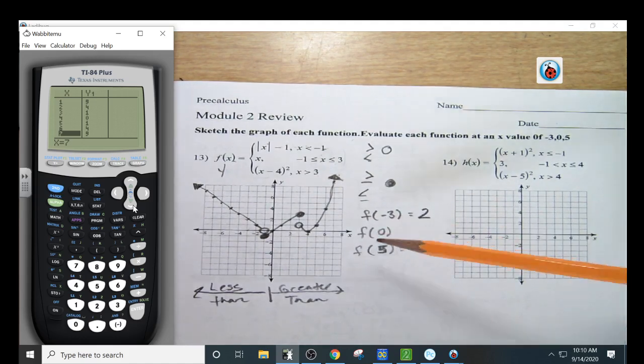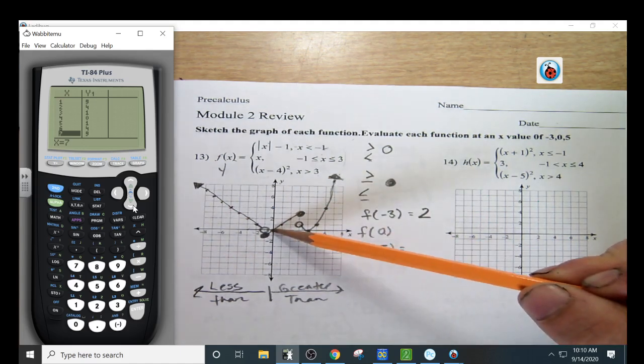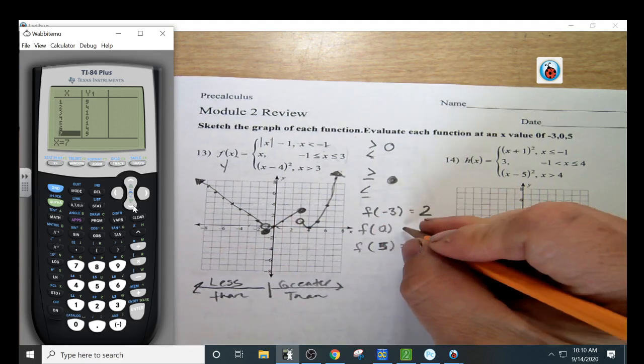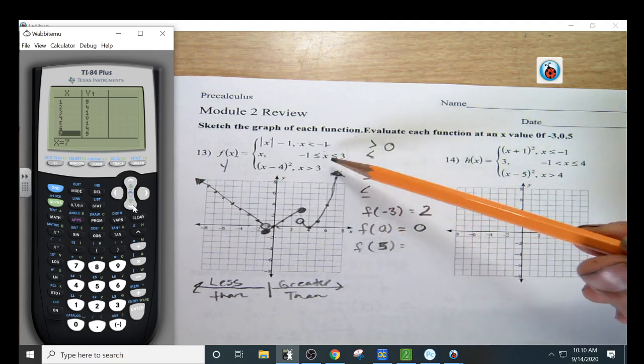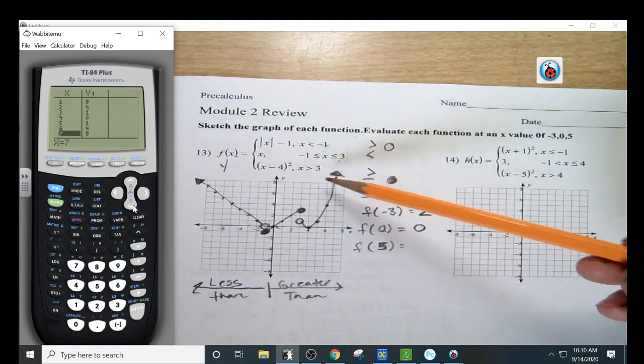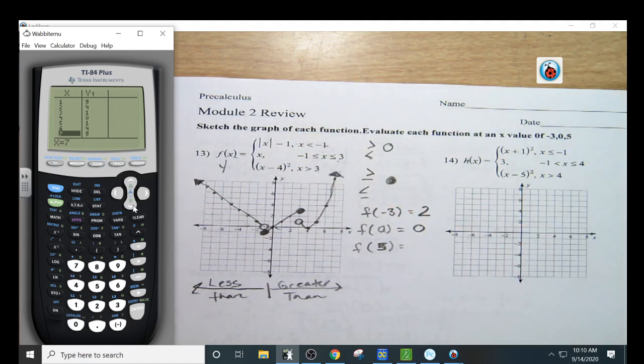Now, looking at my graph, guys, when x is 0, it looks like to me that y is 0 as well. So f of 0 equals 0. Or once again, guys, 0 is between this interval. So you just plug in 0 for x. Well, if x is 0, then y is going to be 0 as well.